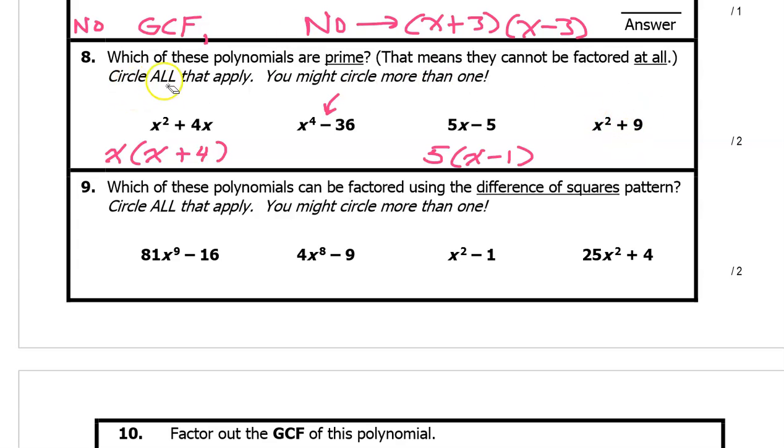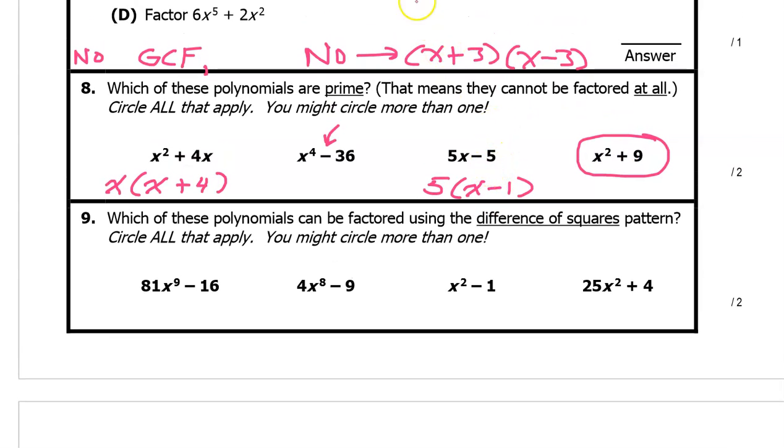I shouldn't put an X through it. I'm supposed to circle all of the ones that are prime. So I'm going to circle this one. This one is prime. There's no GCF, and it's not the difference of two squares. You can tell because there's a big old plus sign right here. If this had been x squared minus 9, well, that's the example I did a minute ago, that would give you x plus 3 times x minus 3. Okay, but x squared plus 9 does not factor at all.